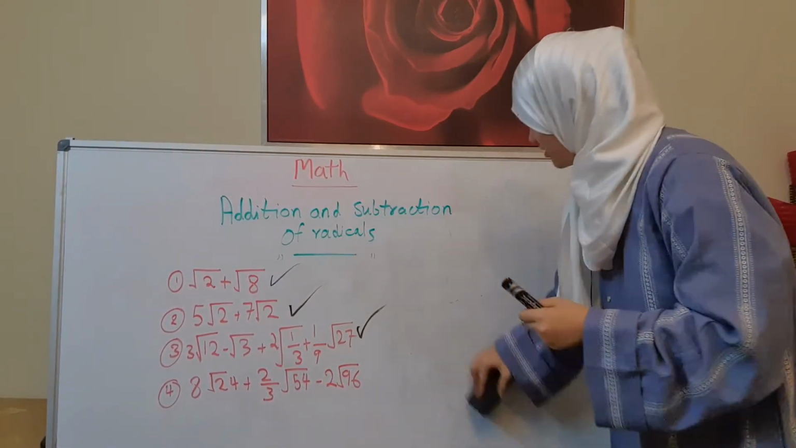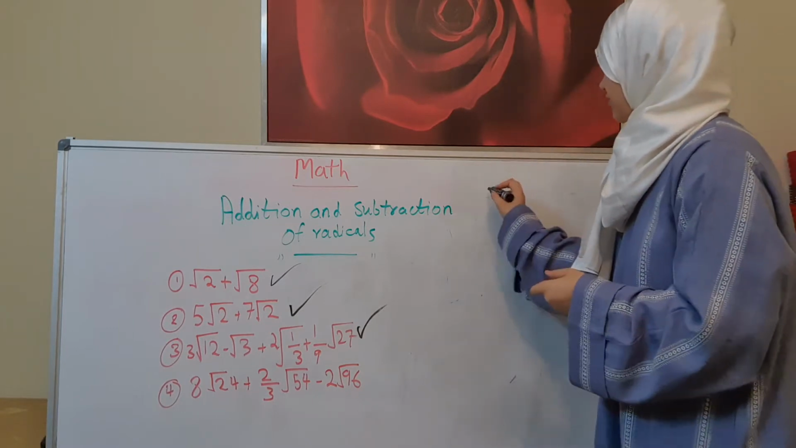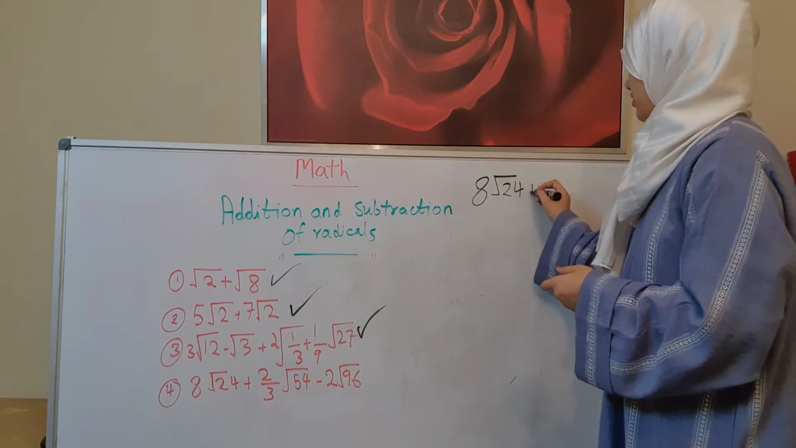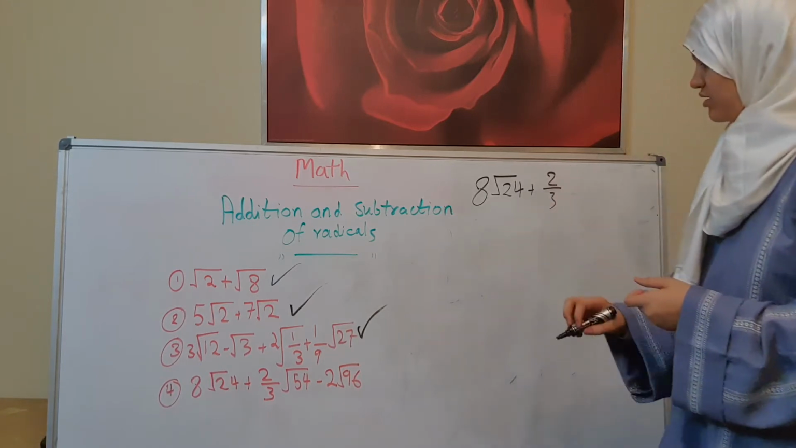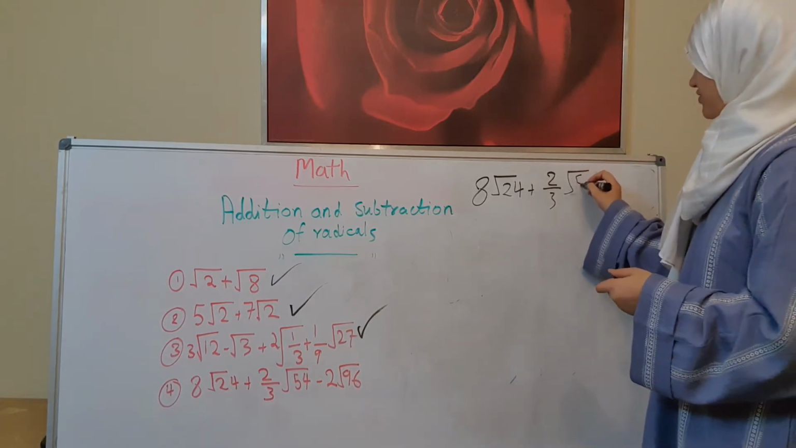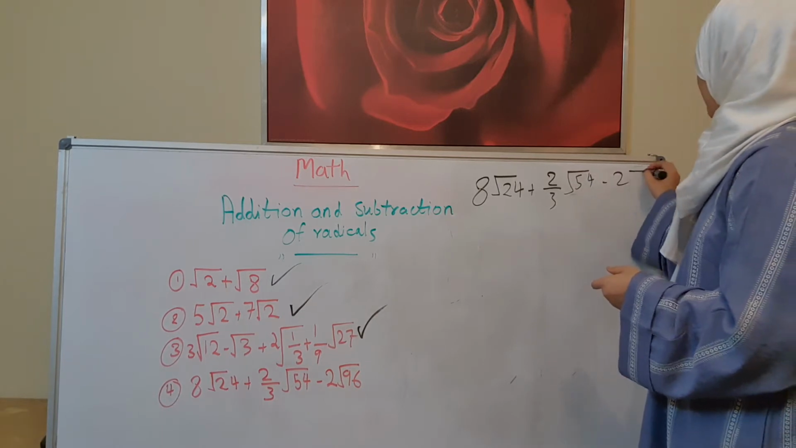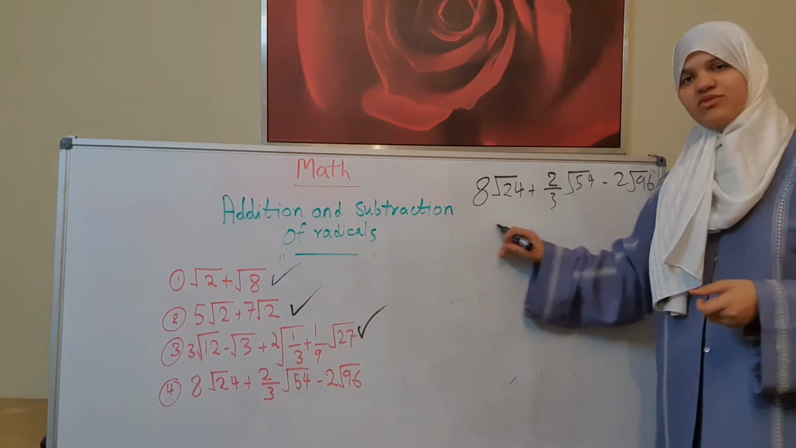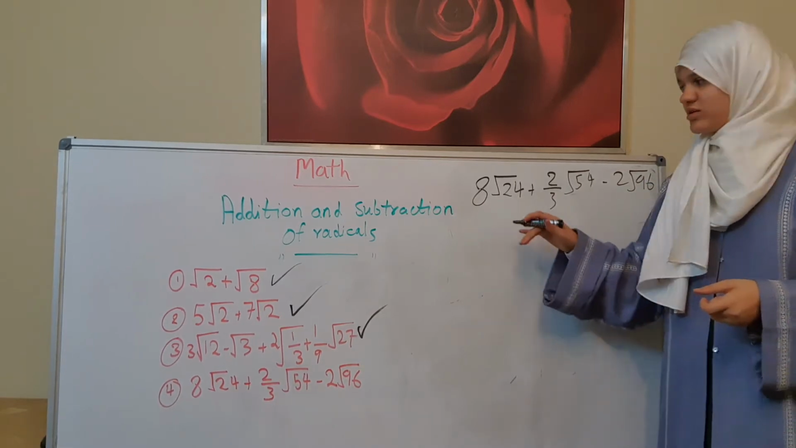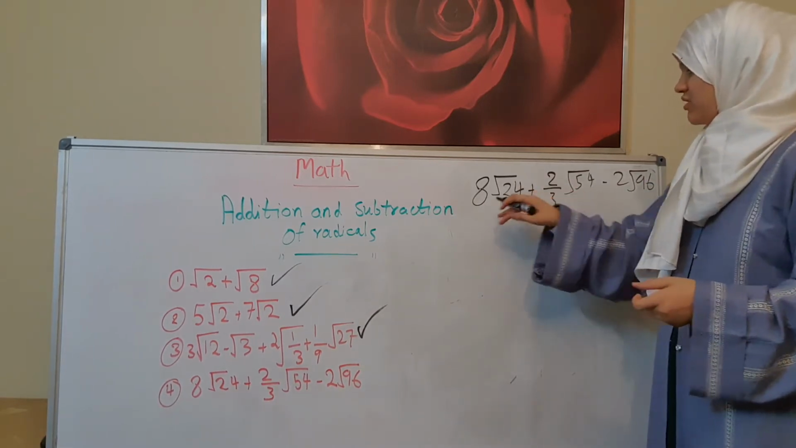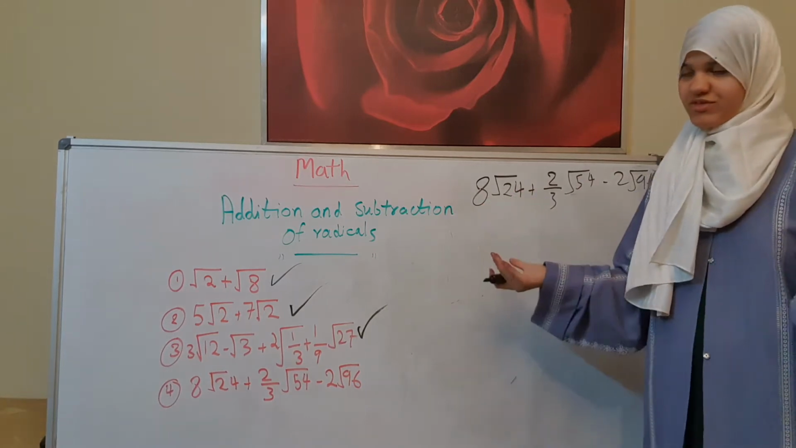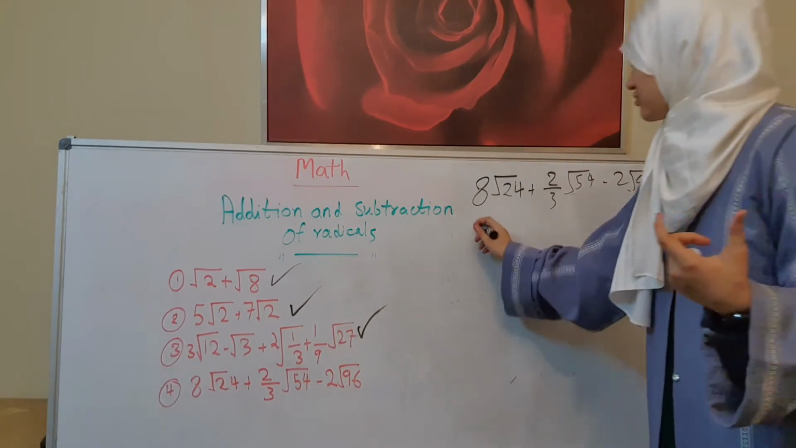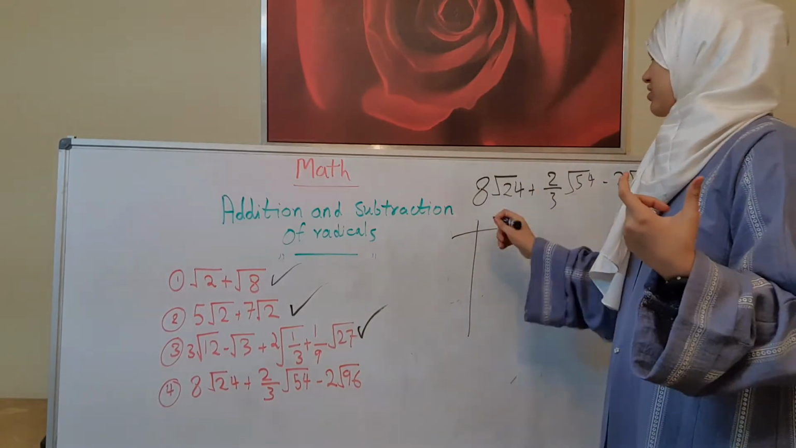Now we have 8 radical 24 plus 2 over 3 radical 54 minus 2 radical 96. Now here we don't have any common factor between these numbers. That means radical 24, we make it into perfect and imperfect squares, the same for radical 54 and radical 96. That means we'll do the easy way for radicals.